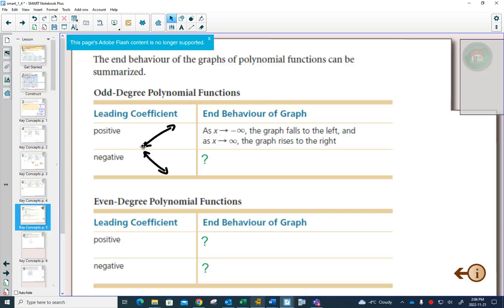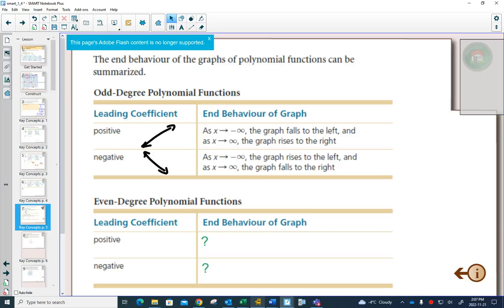And if your x's are going to the right, to positive infinity, your graph is going up. But you could describe all of this with one little picture. And that picture is much easier to remember. Same thing here. As x goes to negative infinity, the graph is going up. As x goes to positive infinity, the graph is going down. But the picture is so much easier to remember.